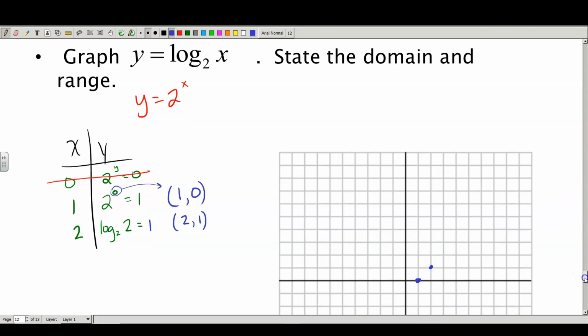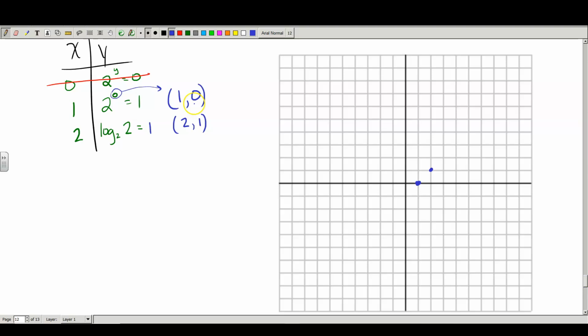I could keep on going here. I could plug in 3, but you would see that I'd have to use a calculator or approximate that. The next quote-unquote good point to use would be 4, because if I plugged in 4, I could figure it out. What is log base 2 of 4? That has to be 2. 2 to the what is 4? 2 to the 2 is 4. So I have another point, (4, 2).